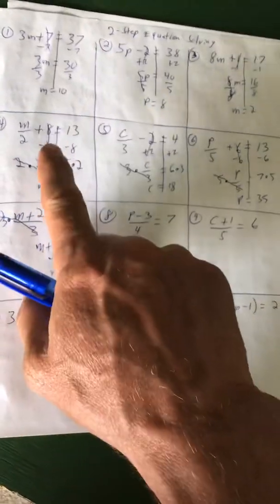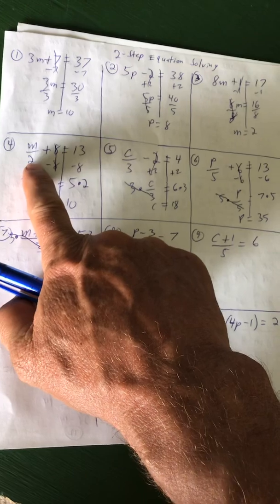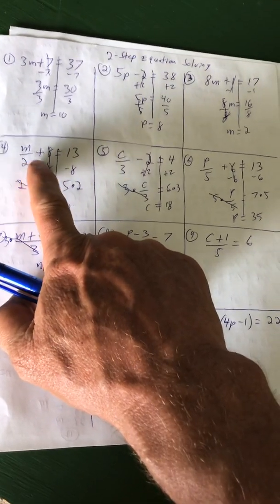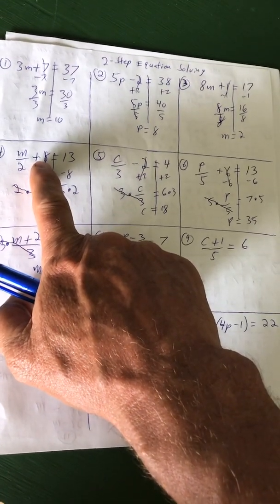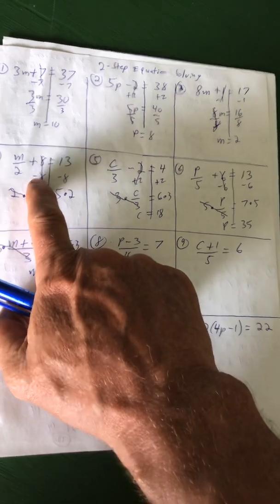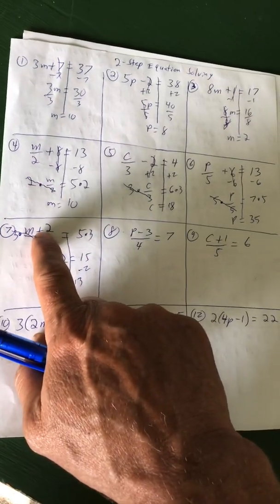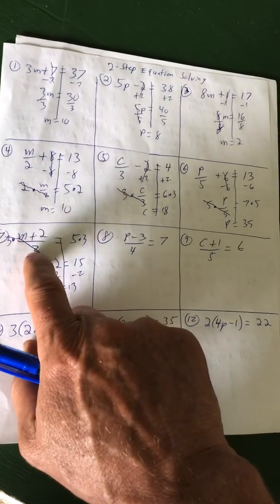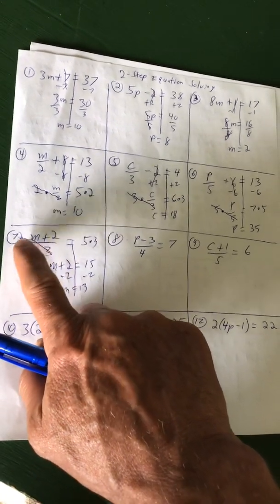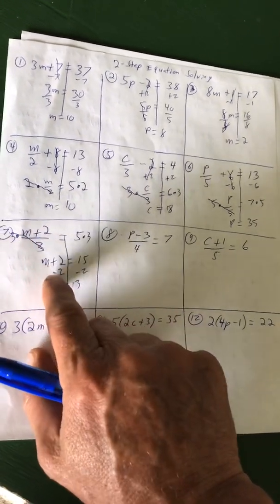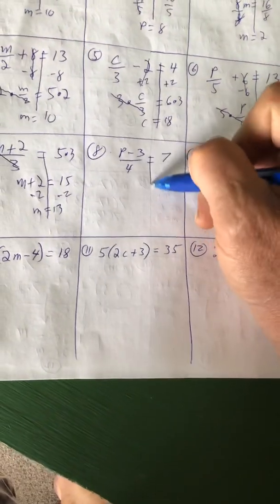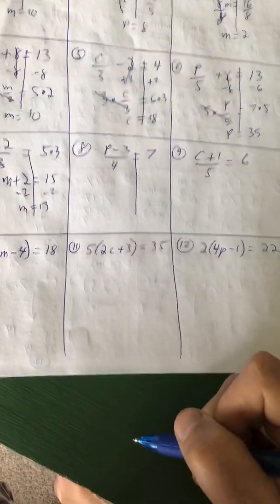And I hope you see the difference here. This was divide by 2 first, then add 8. So the first thing I did was subtract 8. Here, this was add 2 first, then divide by 3. So that's why the first thing I did was multiply by 3. You do the opposite in the opposite order. So here, you try number 8. Hit pause, go.